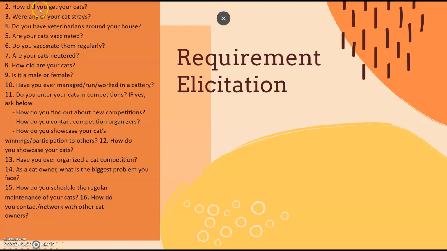Not how old is your cat, but how many cats do you have? And the second question is, how did you get your cats? Were your cats strays, etc. I'm keeping the scope small, so I'm going to base it on cat owners for now. Later on, during the development cycle, if I think I can add more animals to it, why not?